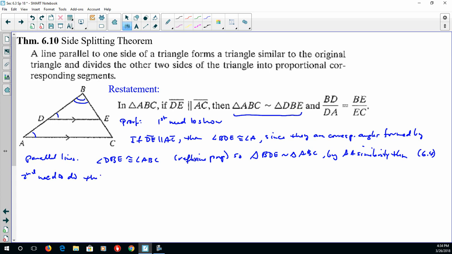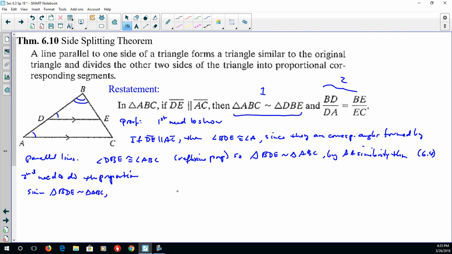This guy here. So this is the first thing we need to show. This is the second thing we need to show. Okay, so let's go to what we just finished. Since triangle BDE is similar to triangle ABC, we know, and I'll turn things back over in a minute.